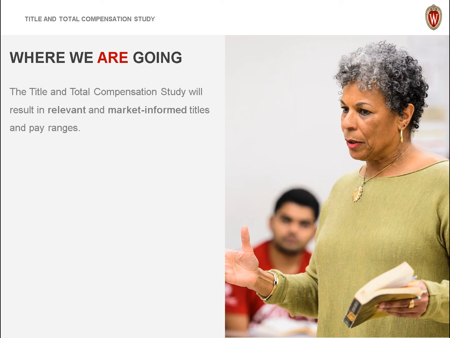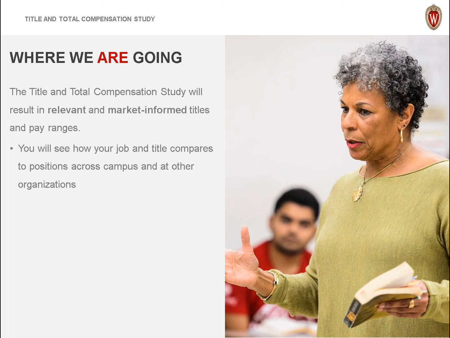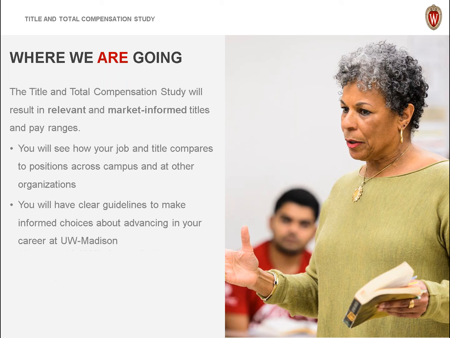So I told you where we're not going and what we're not doing, but what are we doing? A key component of this study, in addition to providing clearer career progression, is that the study will result in relevant and market-informed titles and pay ranges. After the study is done, you'll be able to see how your job and title compare to positions across campus and also at other organizations. You will have clear guidelines to make informed choices about advancing in your career at UW-Madison.